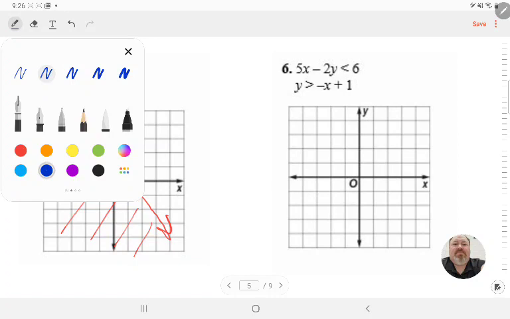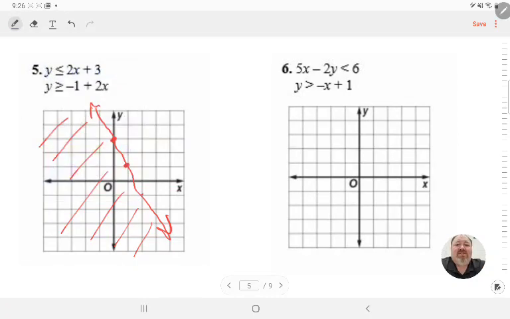Let's change this to blue, and let's say y is greater than or equal to negative 1 plus 2x. Well, we would want to do this to where it's 2x minus 1. So that's going to come down here and put a dot here. Same slope.